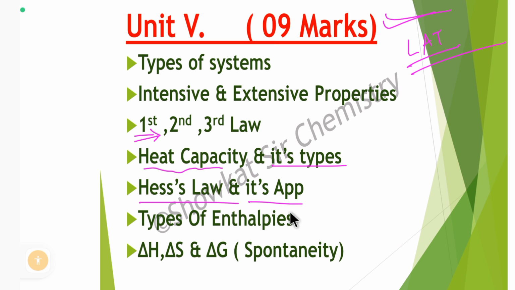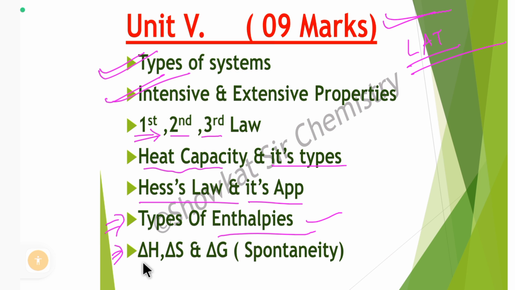Hess's law, its application, it's also a long answer type question. Types of enthalpies, we have various types of enthalpies. So from this a long answer type question can be asked, right? Now here you will study the types of systems, right? Open, closed, isolated. We have intensive, extensive properties. You will also remember the examples. Second law of thermodynamics, third law of thermodynamics, they are important. And types of enthalpies, I have already told this.